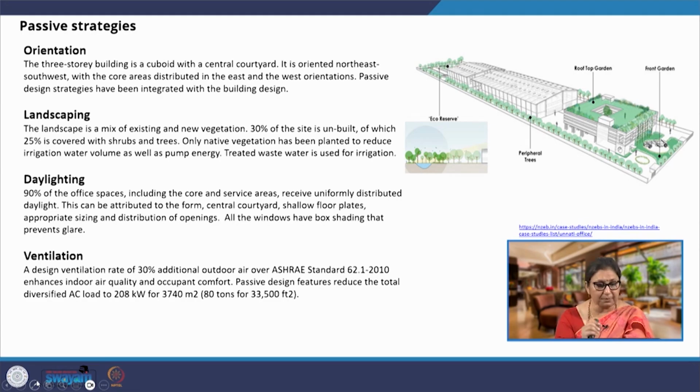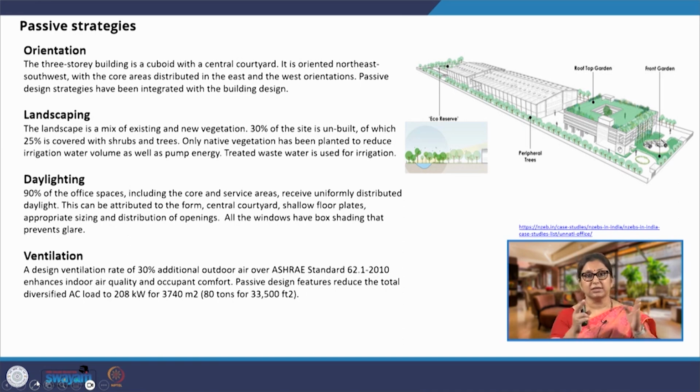The third passive design strategy that they ensured is having daylighting in all the habitable areas. 90% of the office spaces, including core and service areas, are daylit in this building. So, they have shallow floor plates, and how have they been able to achieve that? They have introduced a courtyard.